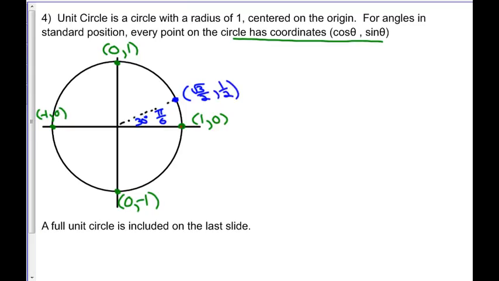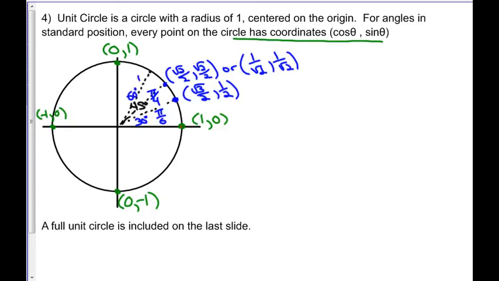And you can justify that either with special triangles or by knowing the trig table. Similarly, I could get 45 degrees or pi over 4. And the coordinates of that point would be root 2 over 2, root 2 over 2. Sometimes called 1 over root 2, 1 over root 2. Same values, just one has a rationalized denominator. Okay, for 60 degrees, we could do the same thing.